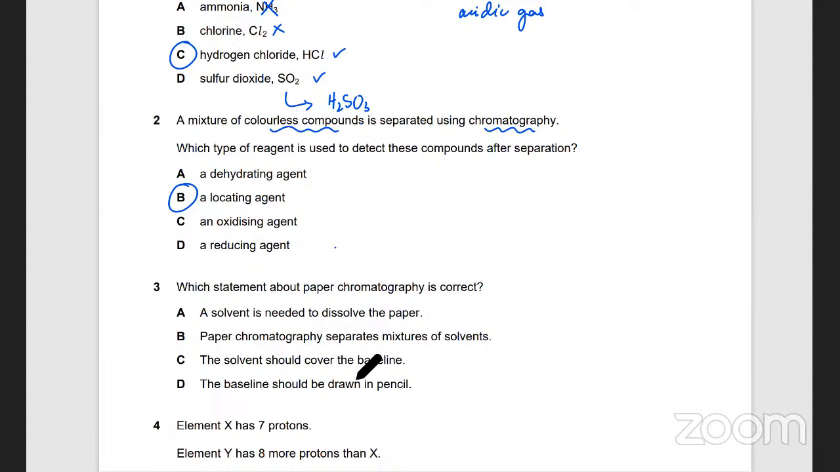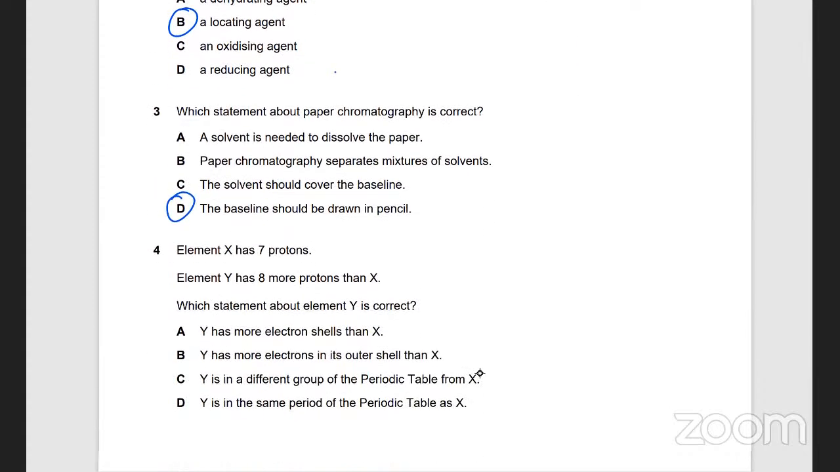That's the next one. Which statement of paper chromatography is correct? A solvent is needed to... मतलब ये देख लो इसमें से which one is going to be correct? For this one, it is D. ठीक है, so this one is D, right? Okay, you don't want the baseline to mix with the water, ठीक है, while you're doing chromatography.